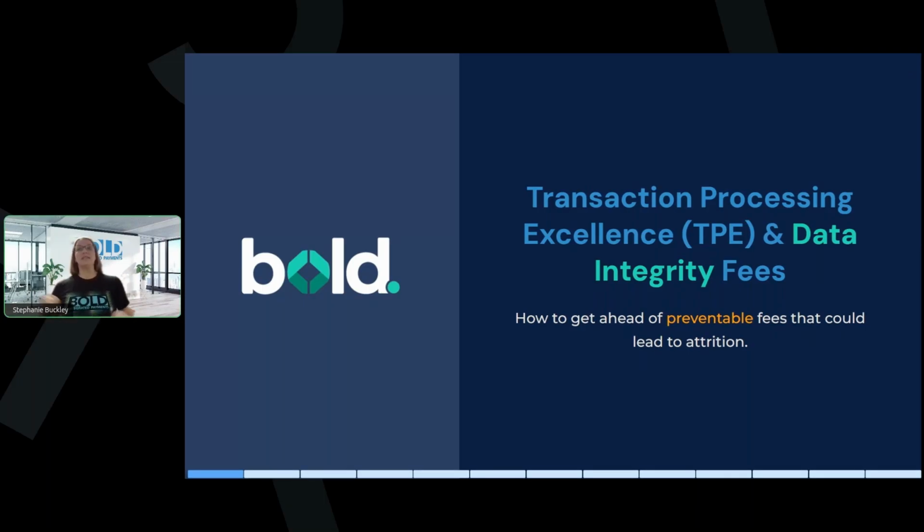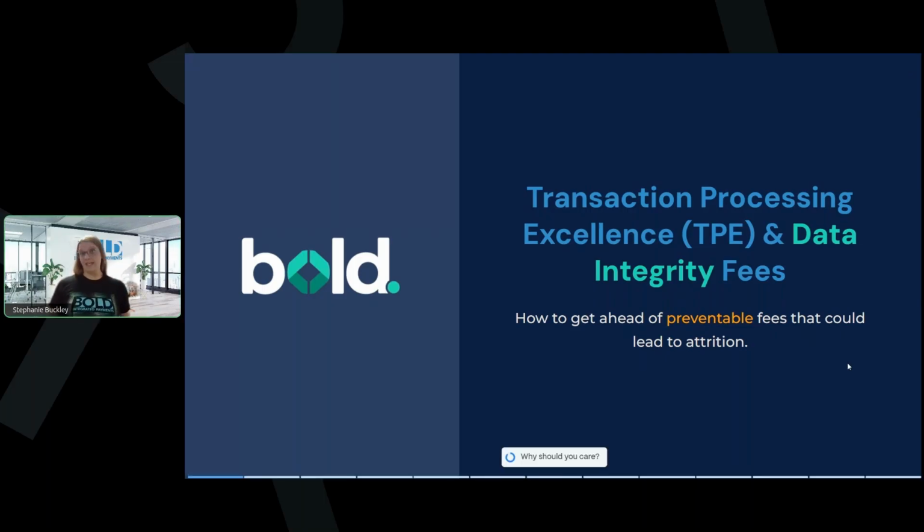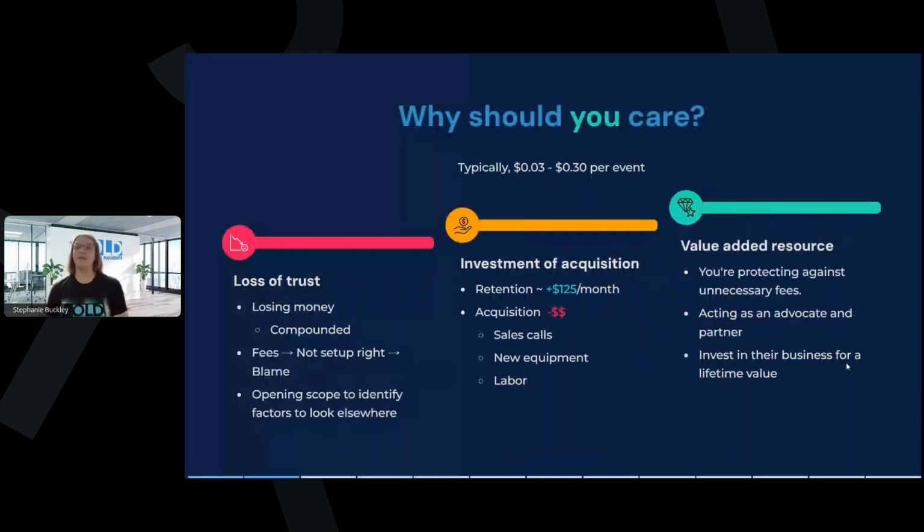So today we're going to be discussing TPE and data integrity fees, really the programs that go behind them and how we can help prevent our merchants from experiencing and receiving unnecessary fees when the issues that are there are pretty preventable. Normally, I do not start with the meat and potatoes, but today you get everything right up front, which is why should you care about these fees and these programs?